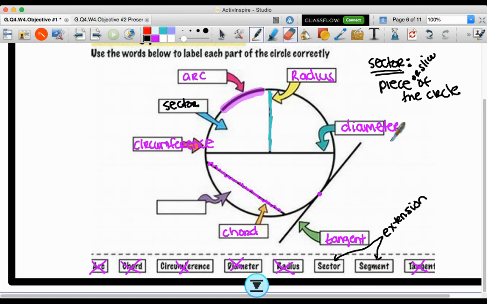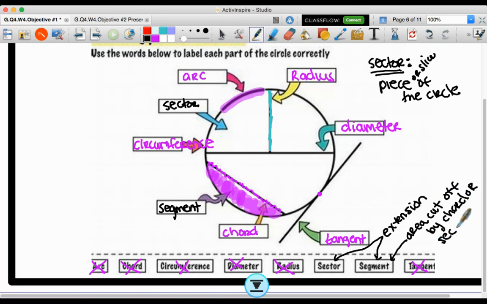The segment is almost like a piece of like the crust. So the segment is actually this entire part. So if I were to shade it in, so all of this is technically the segment, which is weird. It's like the part that's cut off by a chord, the area that's cut off by a chord or secant, right? A secant is a line, right?